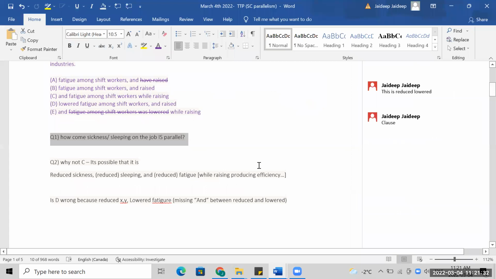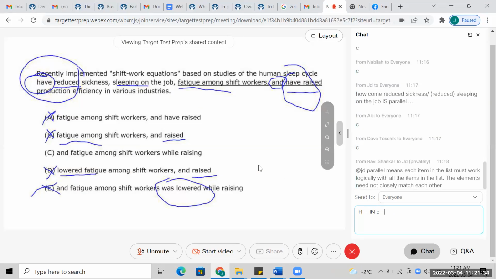Carryover worked for us again. Okay, going back to C. "Have reduced sickness. Have reduced sleeping on the job. Have reduced and fatigue." Okay, "among shift workers while raising." Look what they did. They put a new conjunction in here, right? Or a new something. This is actually a kind of weird clause. But anyway.